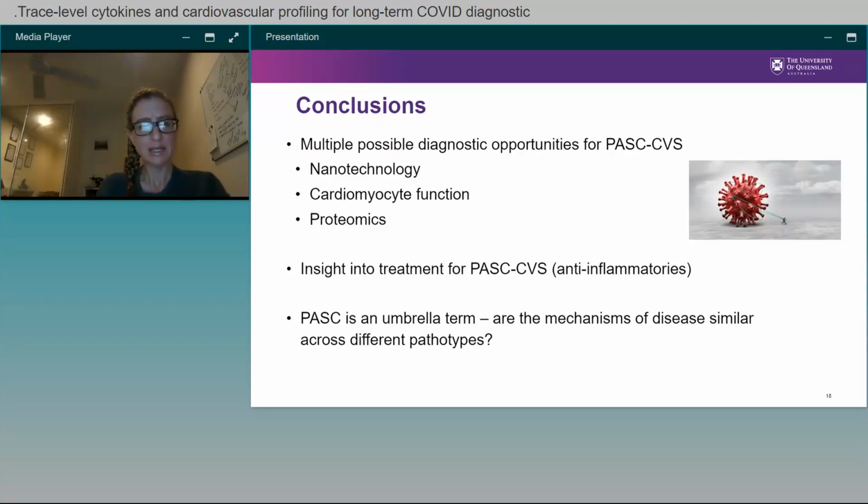And then finally, I think these data really emphasize that PASC is an umbrella term, and the more we learn about it, the more we appreciate that it has a lot of different subsets of disease within it, and that we need to consider this in both our diagnosis and our treatment approaches.